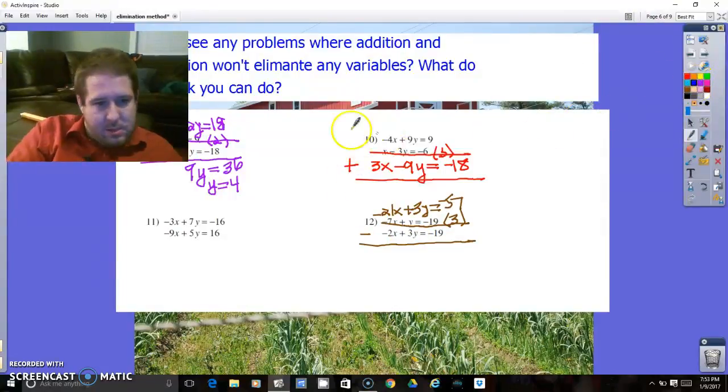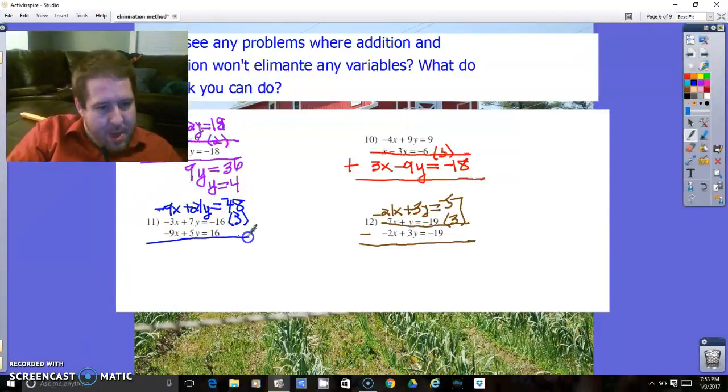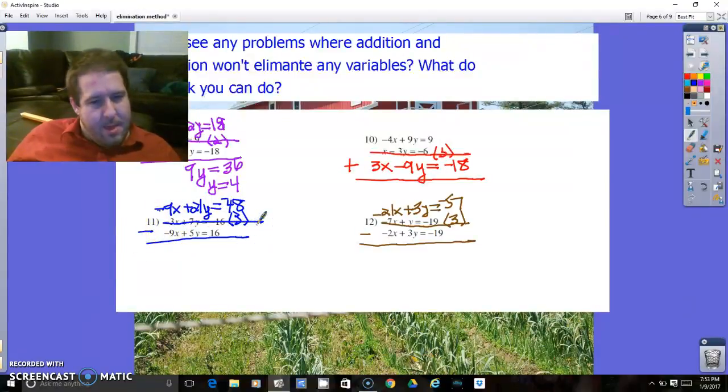And last but not least, let's take a look at number 11. Looks like 7 and 5 are going to be pretty hard because you can't multiply 5 by anything to make 7, at least not a whole number. So that's going to be pretty hard to make the same. So I'm going to go to the x's. What can I do to -3 to make it -9? That would be multiplying it by 3. This times 3 is -9x. Times 3 makes 21y. And times 3 to 16 makes -48. Then I would subtract them because these two are the same. And that will be it.